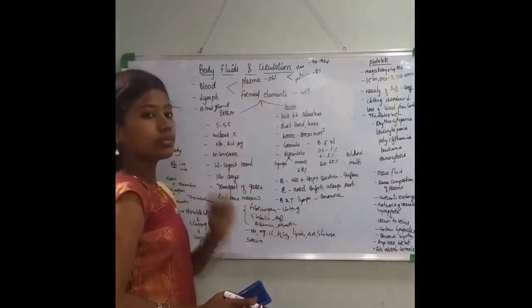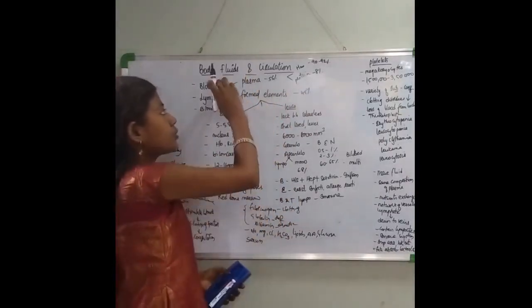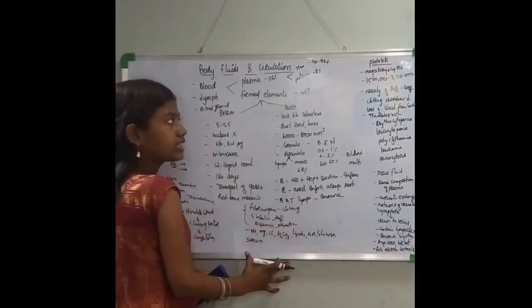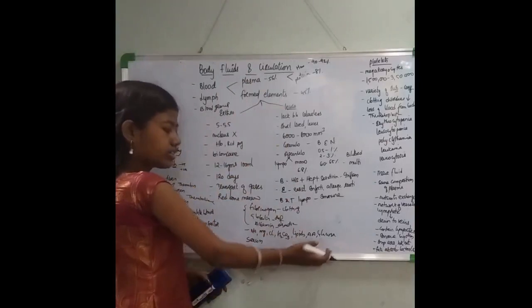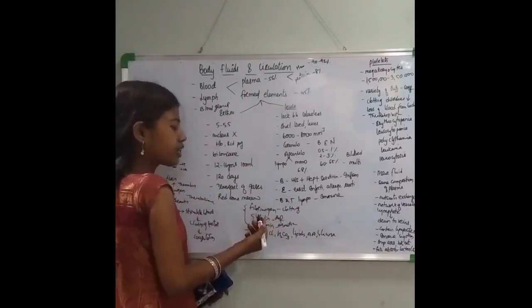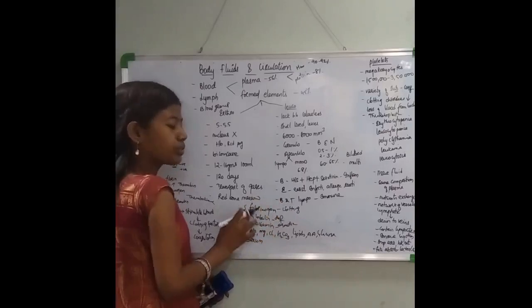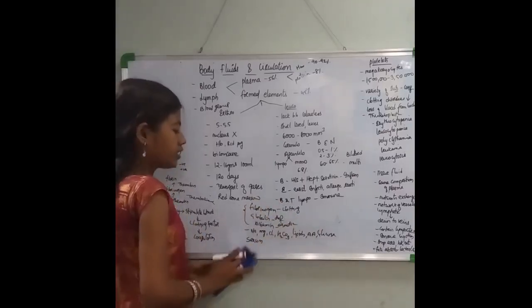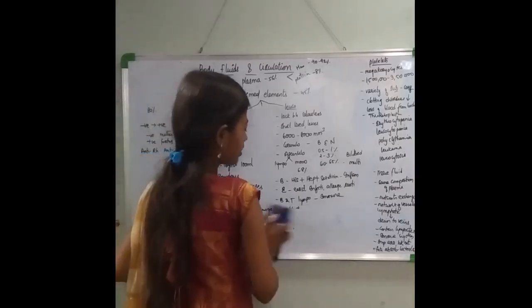Now next we'll be dealing with the formed elements. As I told you, blood consists of plasma and formed elements. Plasma means you have certain mineral composition, then the clotting factors such as fibrinogen, and these various important proteins with their important functions.